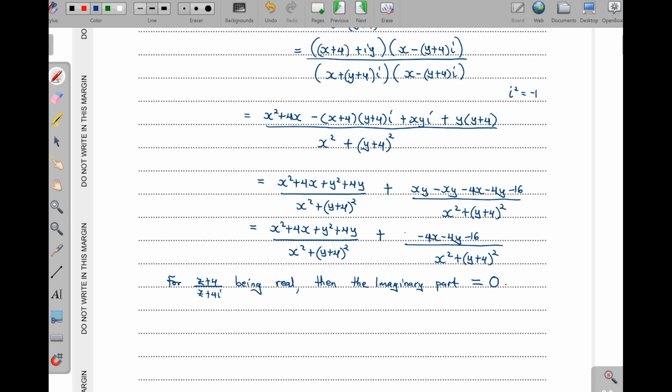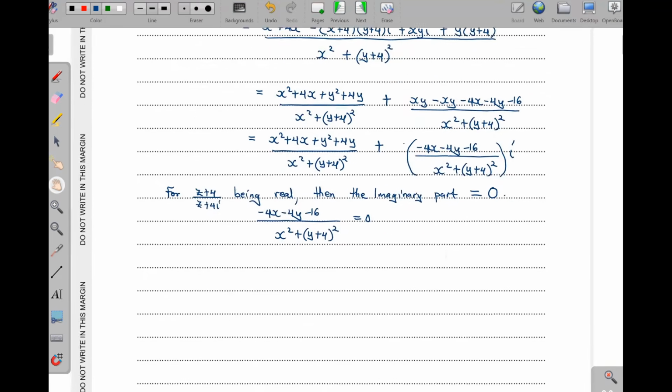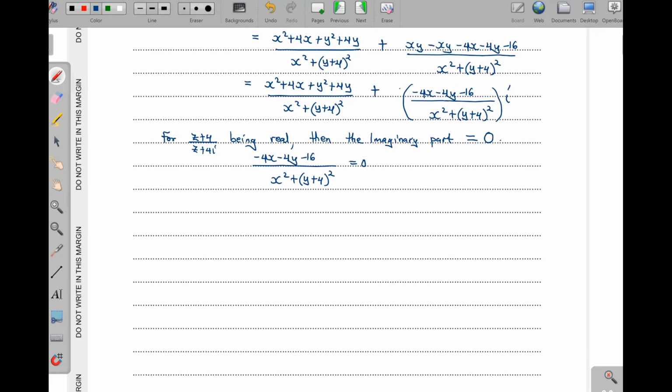Oh, by the way, I was supposed to put an i to this one. Okay, so pardon me here. I was supposed to do this, then put an i. So then I will get this one here. What is inside here, this whole thing, I will equate it to 0. Then I can proceed.